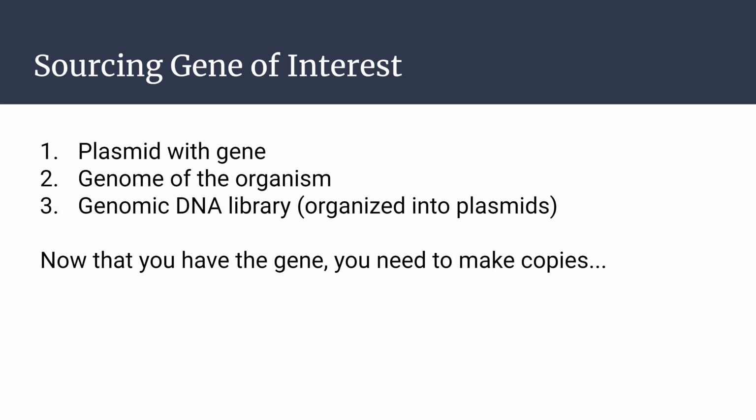So for the first thing, sourcing of the gene of interest, there's pretty much three ways you can go about it. One is you could find a plasmid with the gene, or you could find the genome of the organism, right? If it's not too big, you can just go in and get your gene that way. Or the third way, say you have an organism, for example humans, right? We have bigger genomes, right? You can go into genomic DNA libraries, which are organized into different plasmids, and you can pick out the one you want from there. Yeah, so that's as far as you go for sourcing genes of interest.